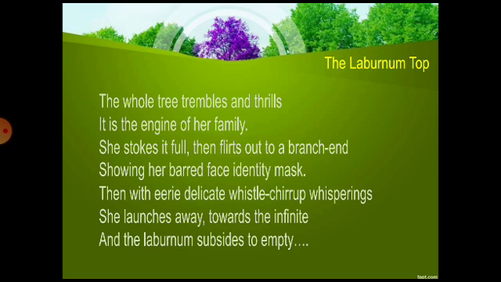Next, it is the engine of her family. She stokes it full, then flirts out to a branch end, showing her barred face, identity, mask. Let us first understand these three lines. Flirts out means lead on to something or to move out. Stokes means to add fuel to the engine, and here it refers to feeding the young ones. Barred refers to stripy or having stripes.